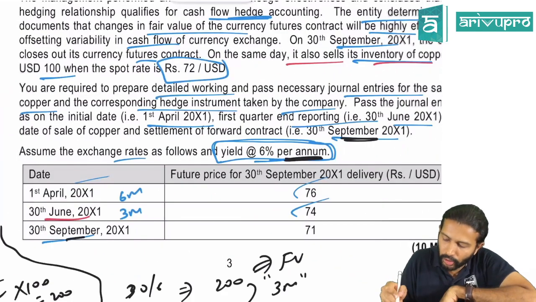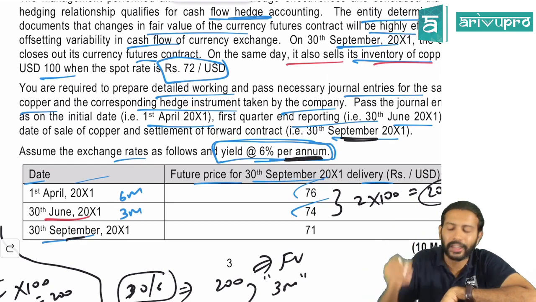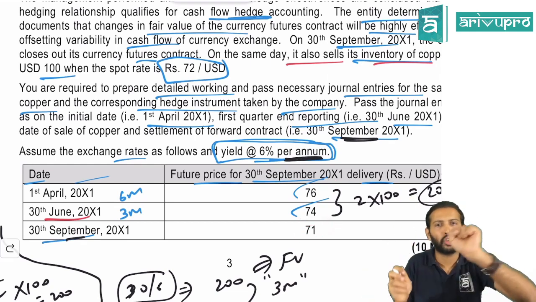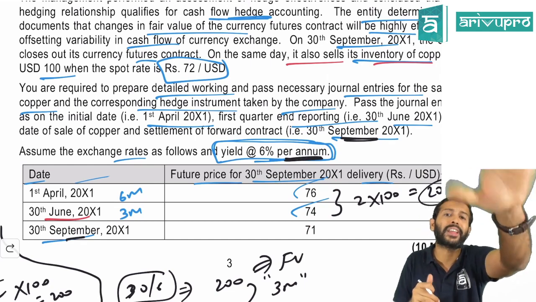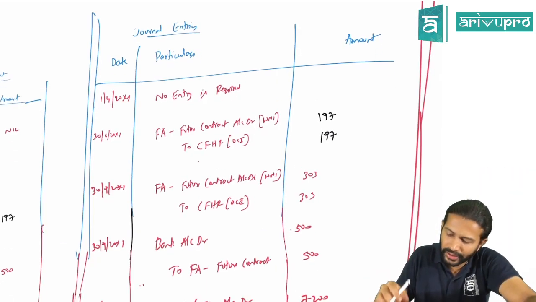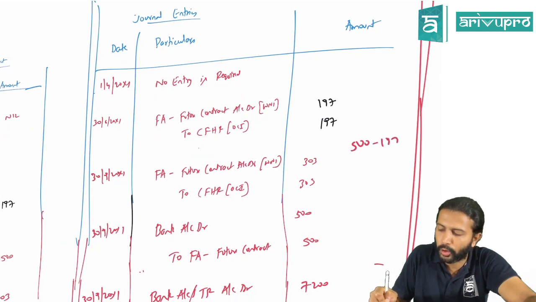On 30th September, you have a right to sell it for 76, but the rate going in the market is 71. So you get 5 rupees extra selling price on $1. So the total gain is 500. The total fair value of that contract is 500. But you've already booked it for 197.